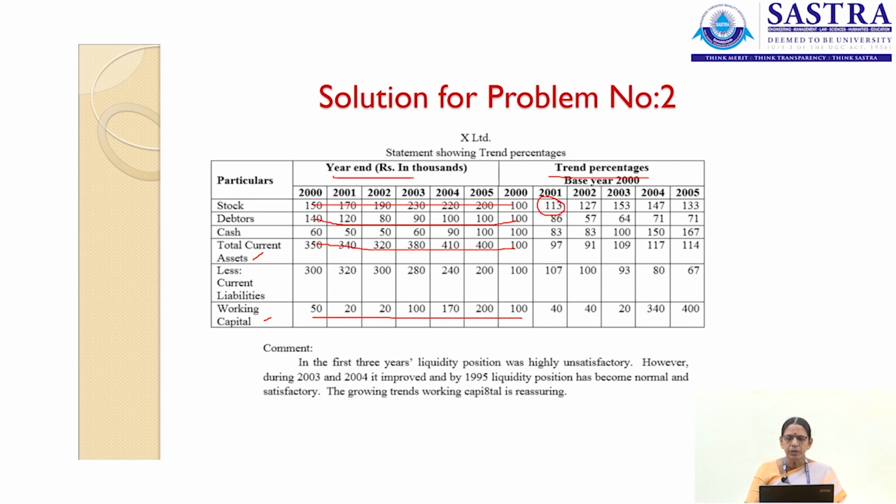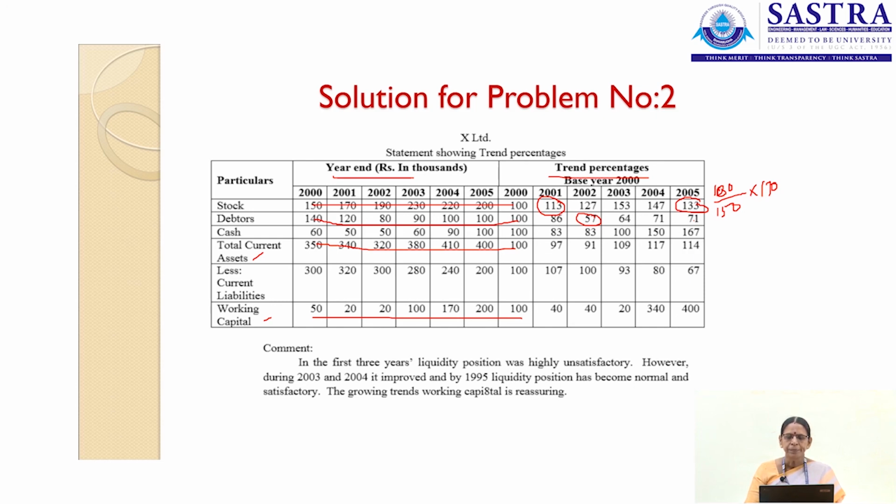Again, whenever we want to calculate 113, it is 100 divided by 150 into 170. This will give you 113. The same way 2001 figures should be calculated for 2, 3, 4, 5. So, see here 113, 127, 153, 147, 133. So, here we have a decrease in your stock. Again, the same way we have a decrease in the stock in the year 2002 and again it is an increasing trend in year 2004. Again, it is a constant rate in 2005.